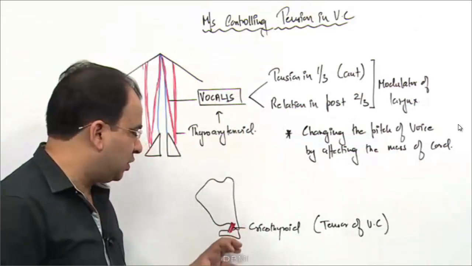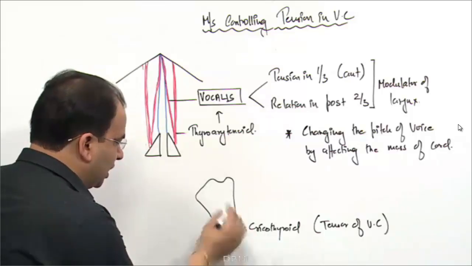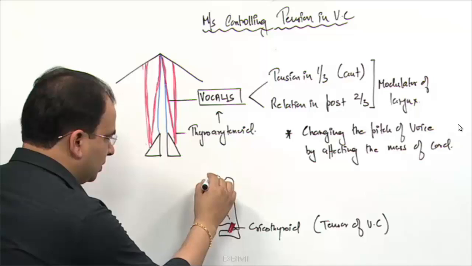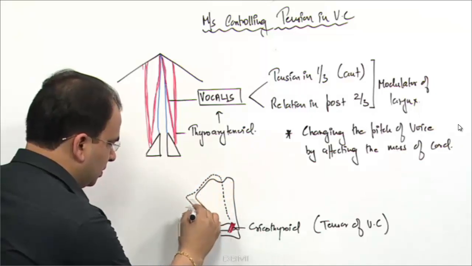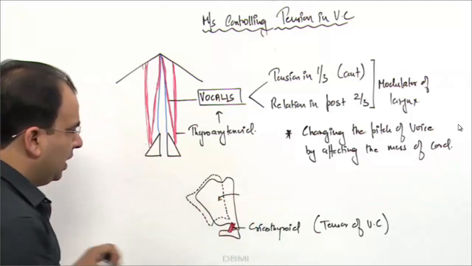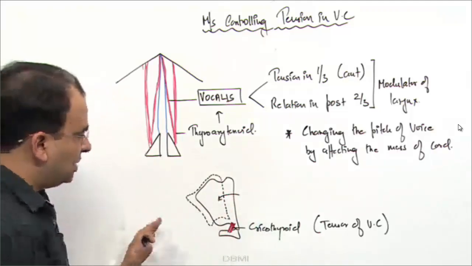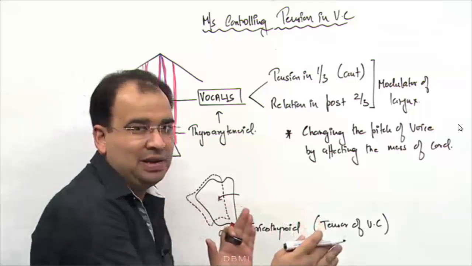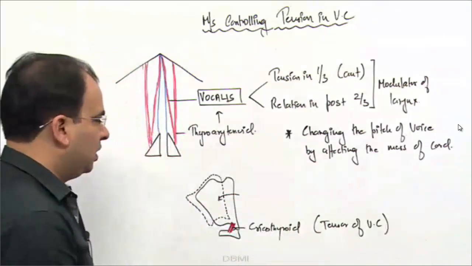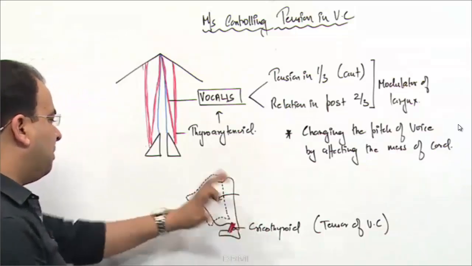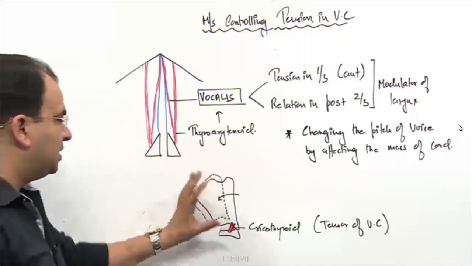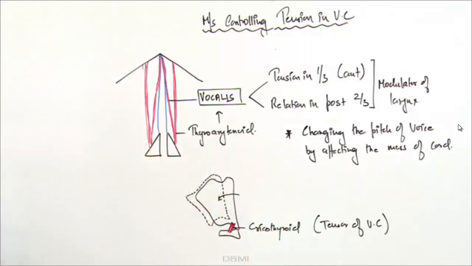Every time this muscle contracts, it will bend the thyroid cartilage forward, like this. Bending the thyroid cartilage forward means the distance between the thyroid and arytenoid will increase. Increasing the distance means tensioning of the vocal cord. So it is the tensor of the vocal cord by bending the thyroid cartilage forward. When the muscle contracts, it bends the thyroid cartilage forward and it tenses the vocal cord.